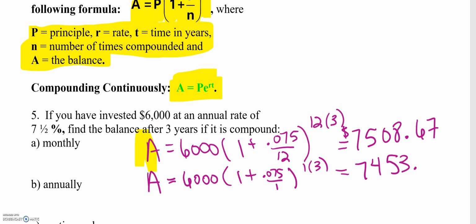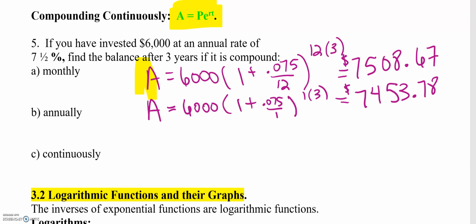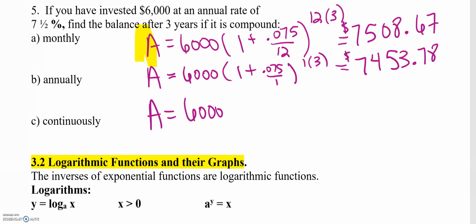Okay, now this last one here is continuously. So continuously we use PERT. PERT is A equals P, 6,000, times e, the e button in the calculator, to the power of r, 0.075, times the number of years. PERT. A equals P e to the power of rt.